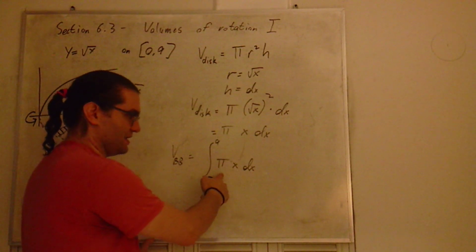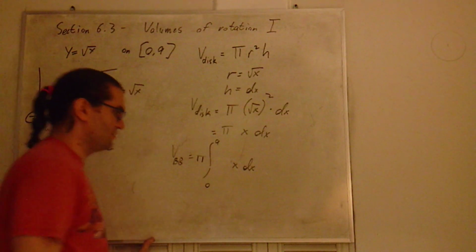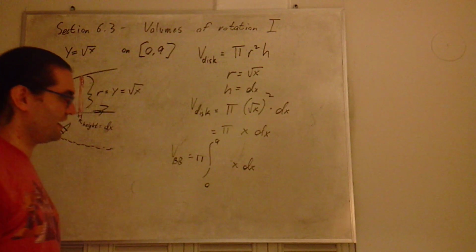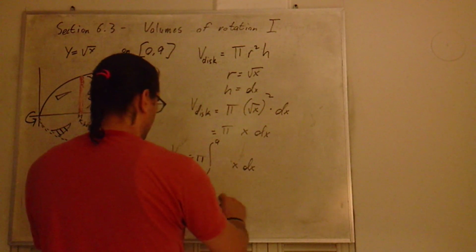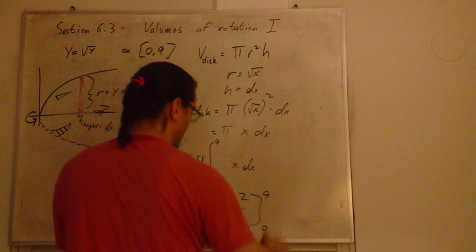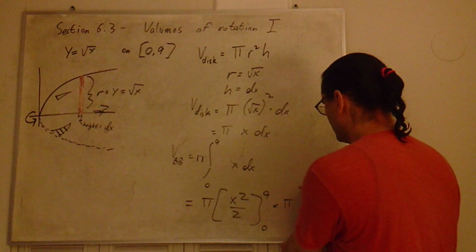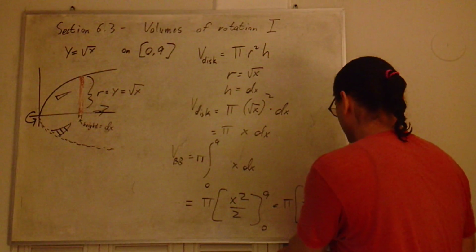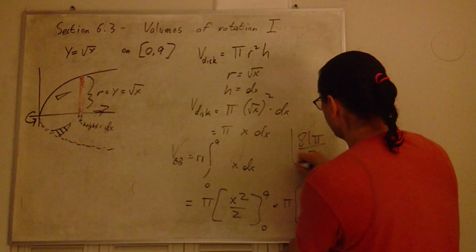Pi, of course, is a coefficient, so it's safe. We can pull that on the outside. So that's a nice change. So now all we have to actually integrate here is x dx, which is really simple to integrate. We know how to do this. This is pi times x squared over 2 from 0 to 9, which is pi times 81 halves minus 0 halves. So we get 81 pi halves.